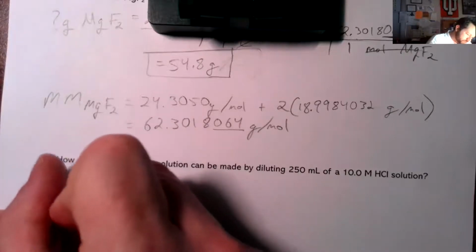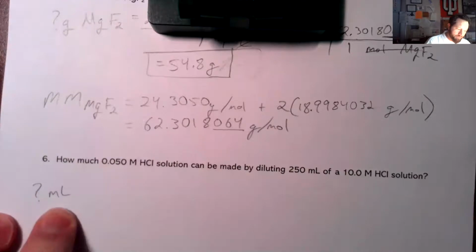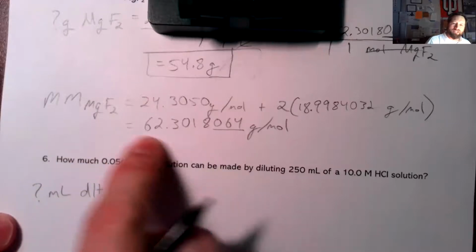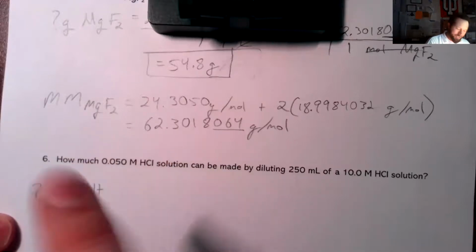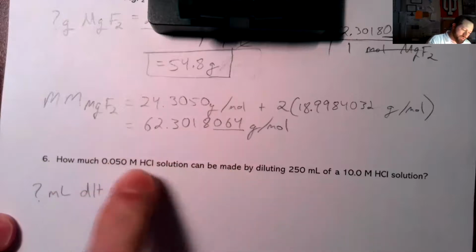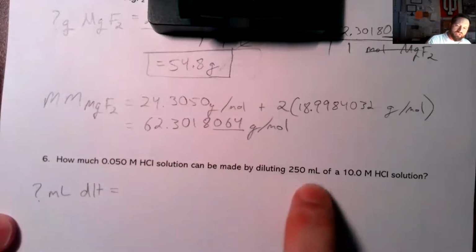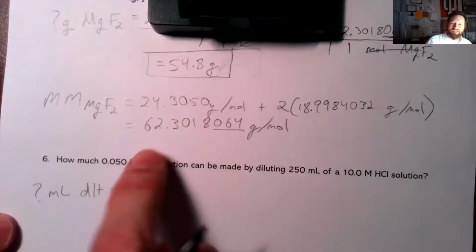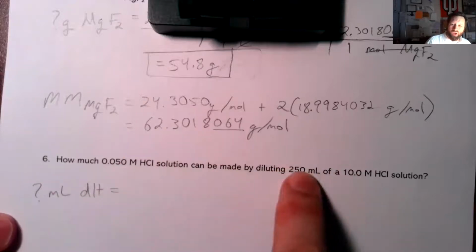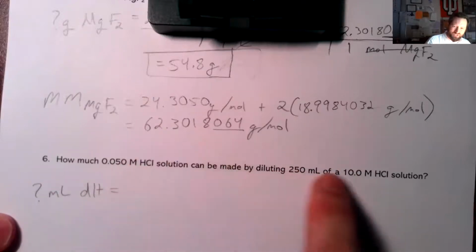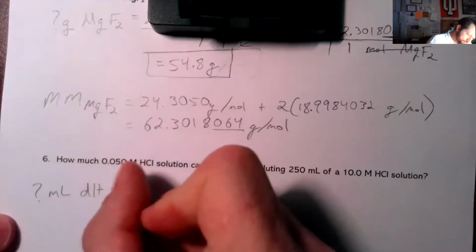All right, so we are looking for a volume. This time, though, a volume of a dilution. How much of our dilution can we make? And we've got 3 numbers. I suggest you start with one that only has 1 unit. This one has 2 units. This one has 2 units. Let's start with that guy right there.